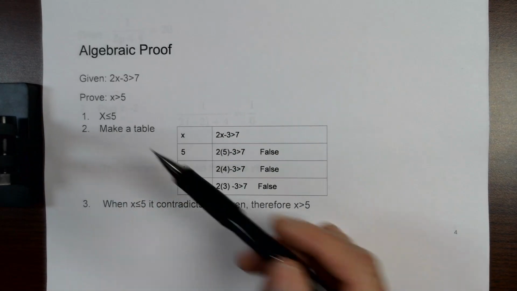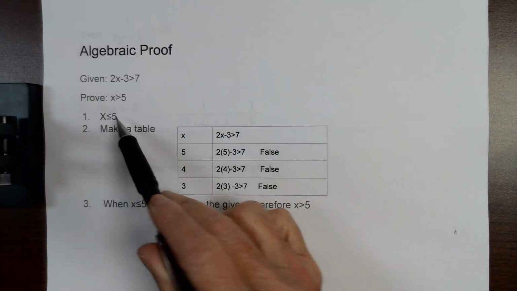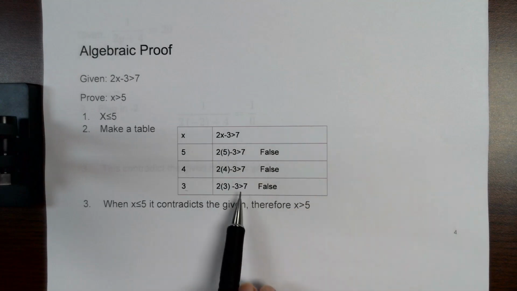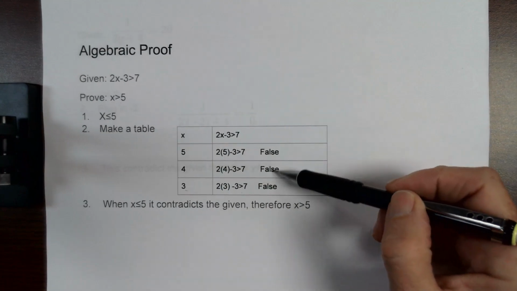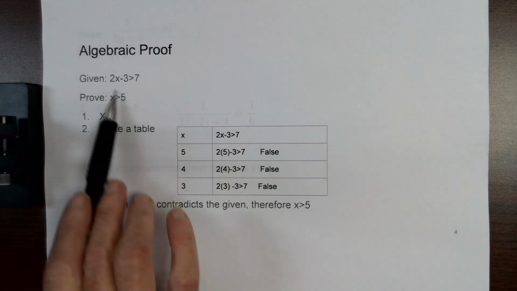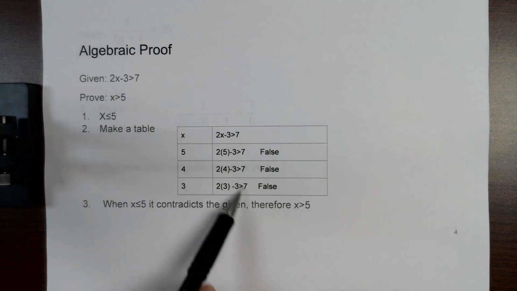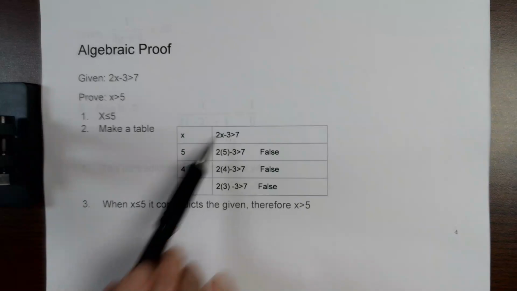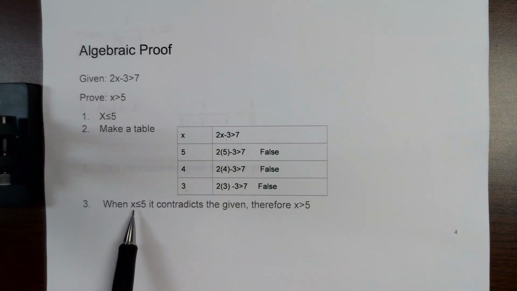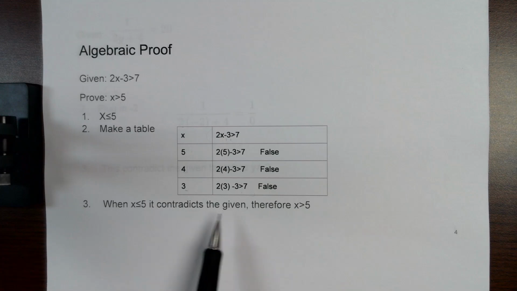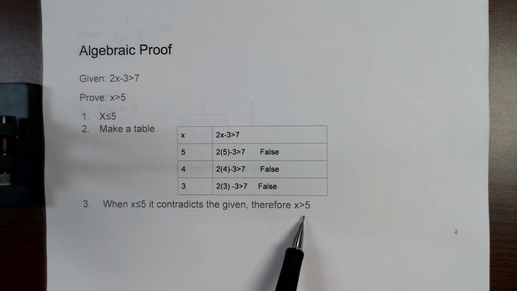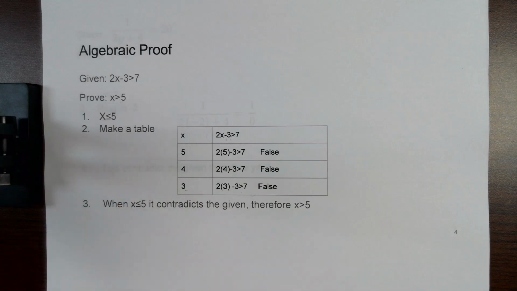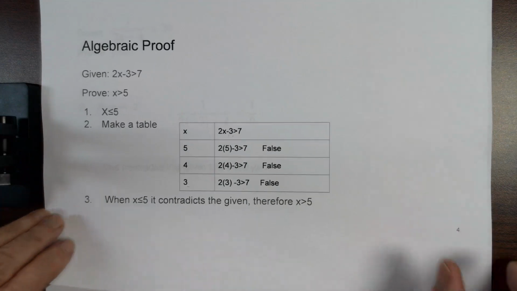You make a table, plugging in values where x is less than or equal to 5. So 5, 4, and 3, I plug them in. I show that in each of these situations, it makes my given false. So this does not support that, and I cannot contradict that. When x is less than or equal to 5, it contradicts the given. Therefore, I have to conclude that x is greater than 5. So that's your 3 steps for that.